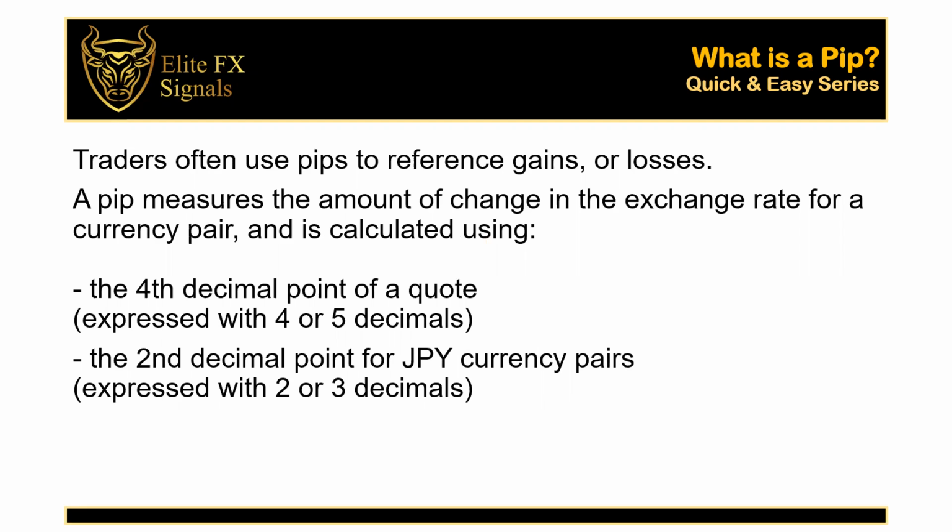So a pip measures the amount of change in the exchange rate for a currency pair, and it's calculated using, like we said, the fourth decimal point of a currency quote. Either that currency quote is expressed with 4 or 5 decimal points, okay? And also using the second decimal point for JPY currency pairs, for the yen pairs. Again, no matter if those yen pairs are expressed with 2 or 3 decimal points in their quotes, the pip is always the second decimal.